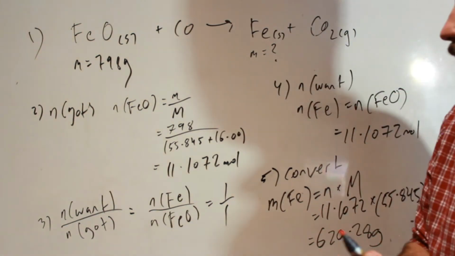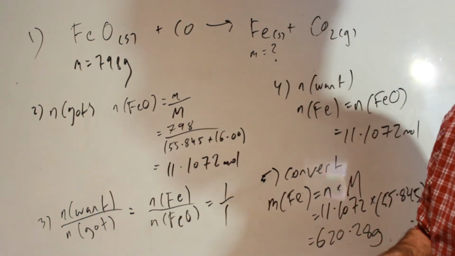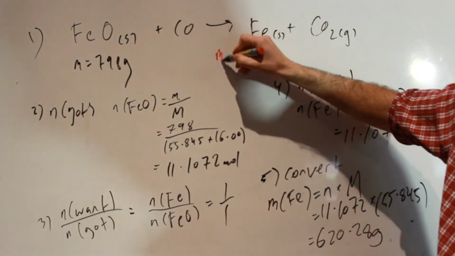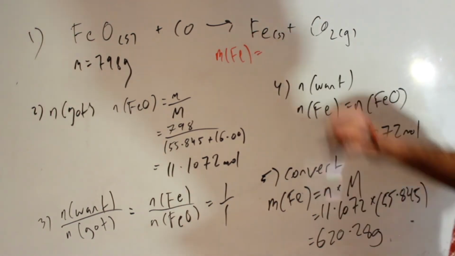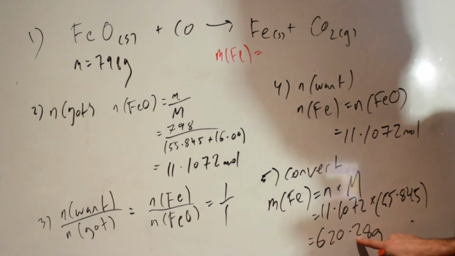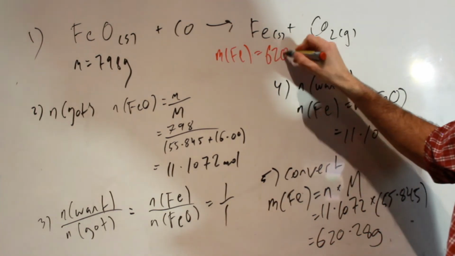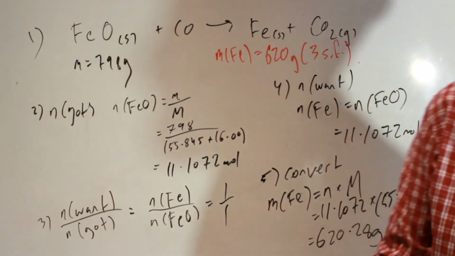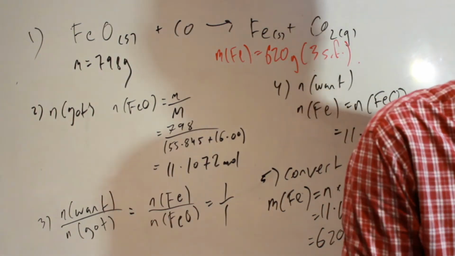So usually I'll just write it below, but I am running out of space. So we'll go up here, and our answer would be the mass of iron is going to be equal to 1, 2, 3 significant figures. We look at the one next to it, it's going to round down, 620 grams, and then state the amount of significant figures that you have answered your question to.